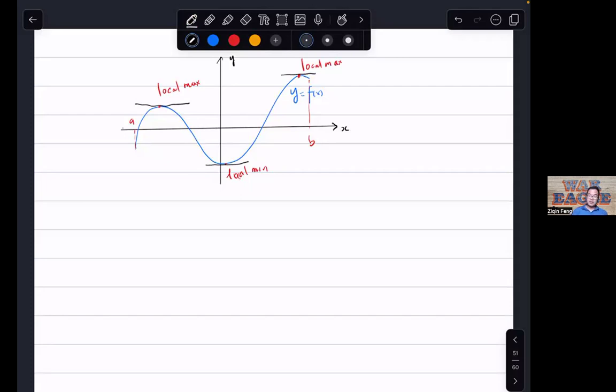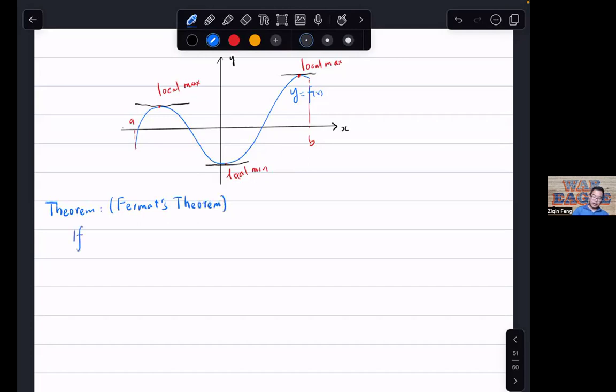This is supported by one of the very famous mathematician's theorems. This is called Fermat's theorem, from a very long time ago.